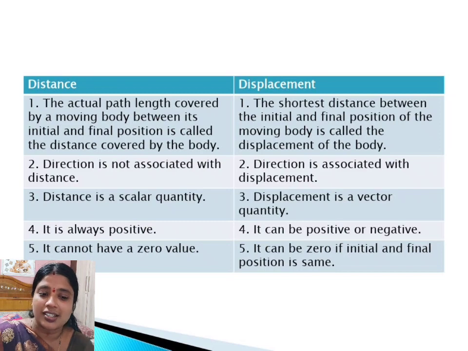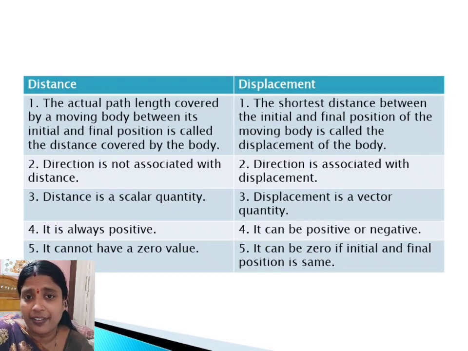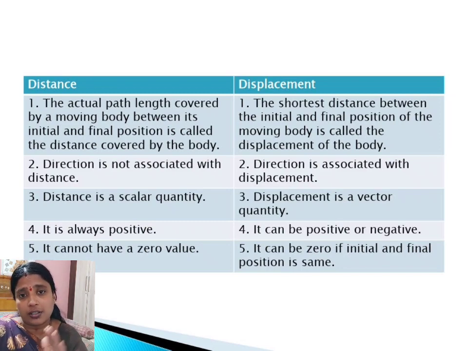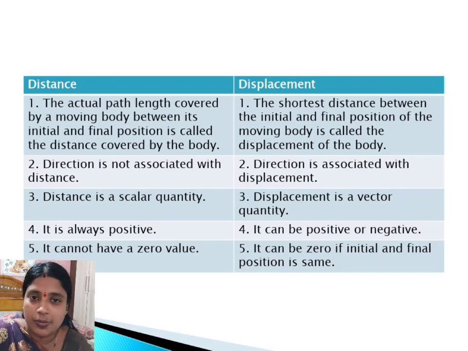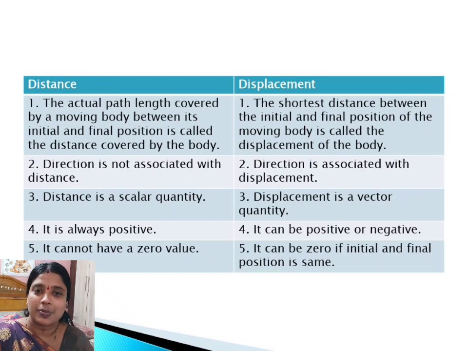Now direction is associated with displacement. Suppose in the example which we studied previously, instead of going back 10 steps, the boy had gone 2 steps more ahead, then 5 plus 2 is 7. So then displacement would have been 7 in that case. But as he changed his direction, the displacement also changes. Means when you change the direction, displacement changes. So displacement depends upon direction, and as it depends upon direction, it is a vector quantity.